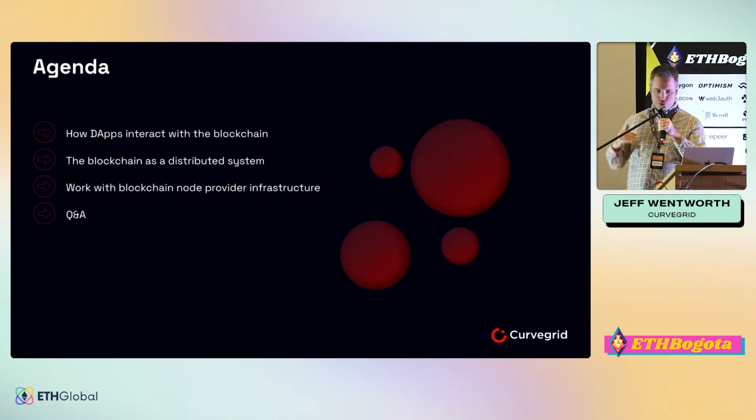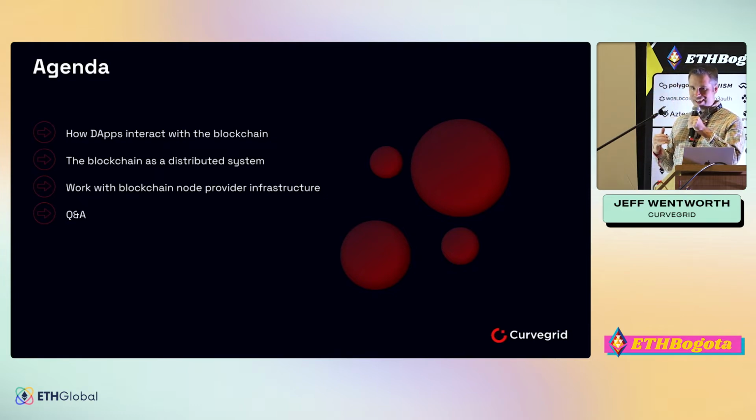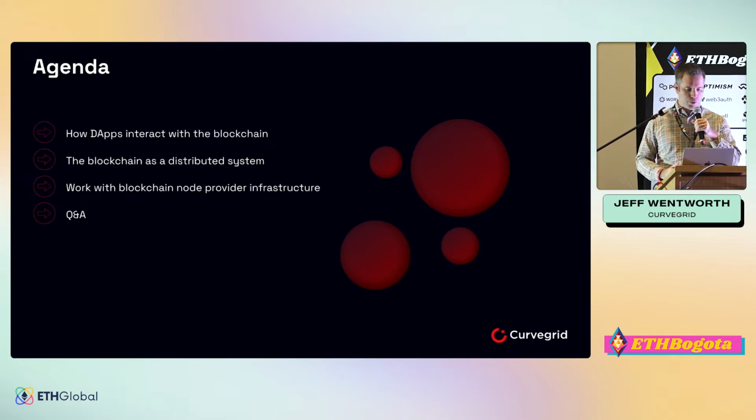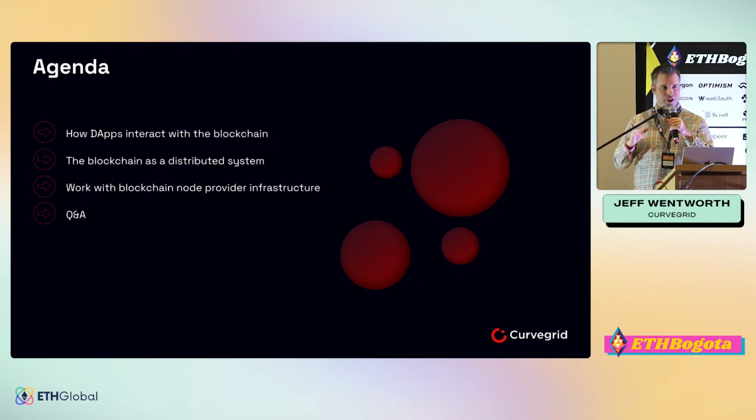So we're going to go through 3 different sections today. The first is a quick overview and refresher on how dApps interact with the blockchain. We're going to talk about the blockchain as a distributed system. And these 2 parts are very important to think about the third part, which is how we actually work with blockchain node provider infrastructure. Everything I'm going to talk about today is also 100% applicable in the case where you run your own nodes. But there's some extra things to think about if you're going to use a node provider.